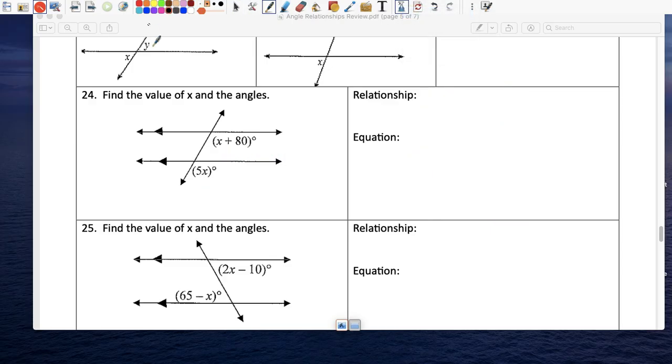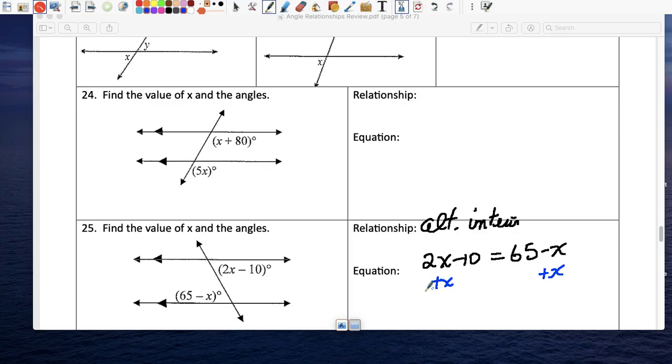25. What are these? These are alternate interior. And if they're alternate interior, they're equal to each other. So when we set up the equation, we get 2x minus 10, one of the angles, is equal to the other angle on the other side. Let's get rid of the minus x here by doing plus x. So let's do plus x over here. So we got 3x minus 10 equals 65. Plus 10, plus 10. 3x equals 75. If we divide by 3, x equals 25.